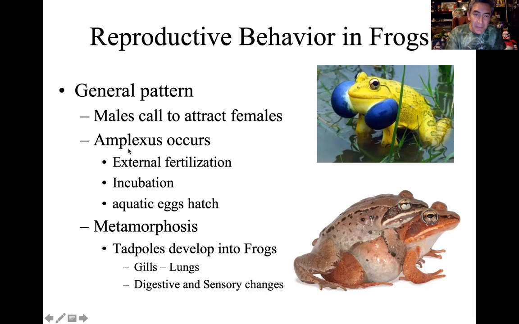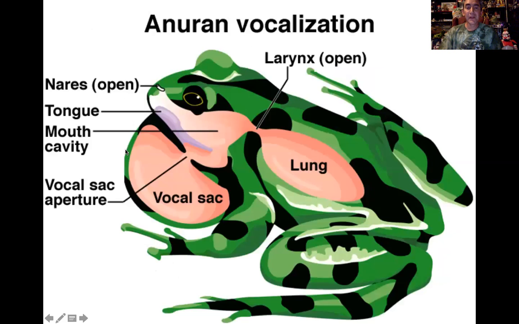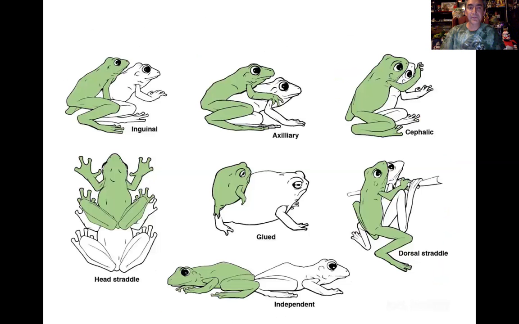But let me back up here to amplexus. Well, first, there's the lung that develops, the vocal sac. This is how the males call and attract the females. Once the female is here, it gets kind of interesting. Depends on the species, how and where the amplexus occurs. So again, there's a little rain frog there, little male. So it gets kind of interesting, I guess. Lots of variation there in amplexus for frogs. So this one's odd there.